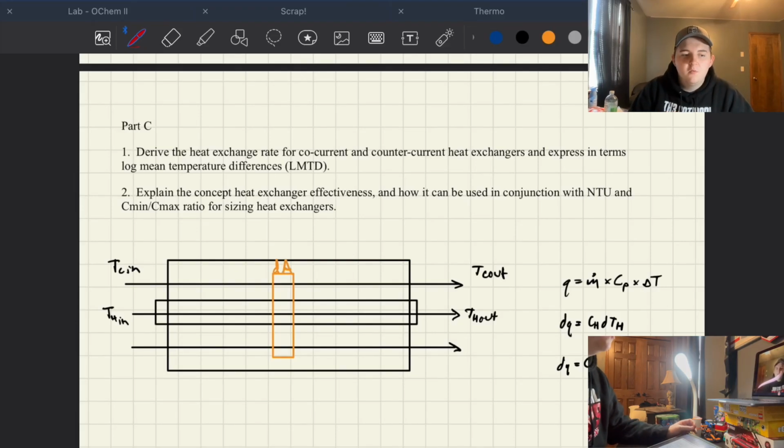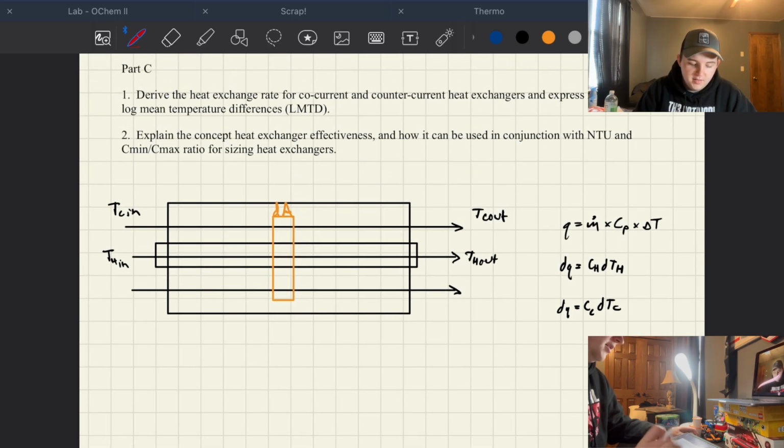Okay, we're back for homework 5 part C. Homework 5 part C's question is: derive the heat exchange rate for co-current and countercurrent heat exchangers and express it in terms of log mean temperature differences, and then explain the concept of heat exchanger effectiveness and how it can be used in conjunction with NTU and the Cmin over Cmax ratio for sizing heat exchangers.